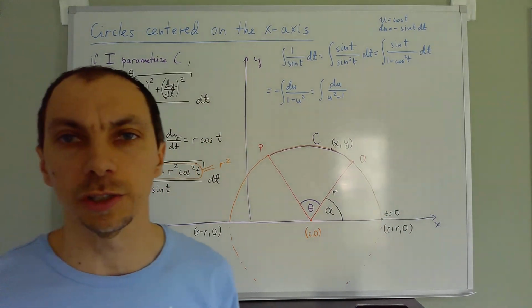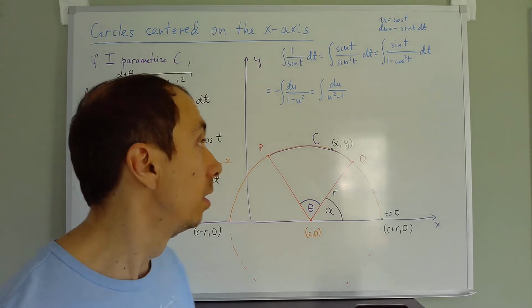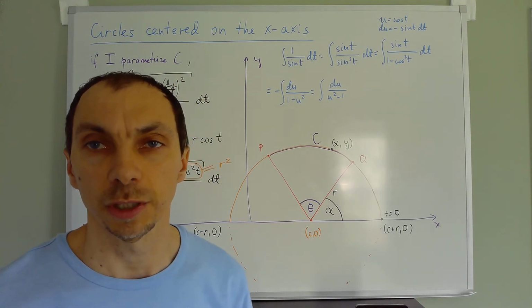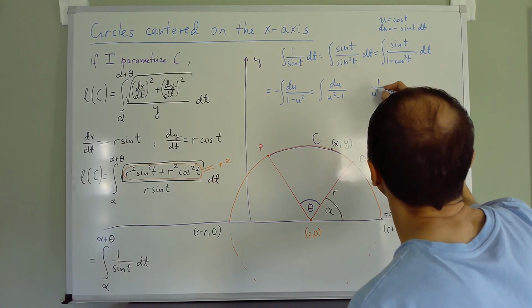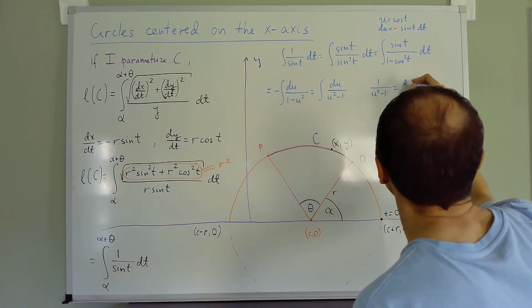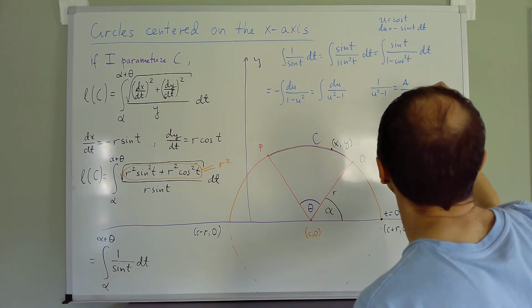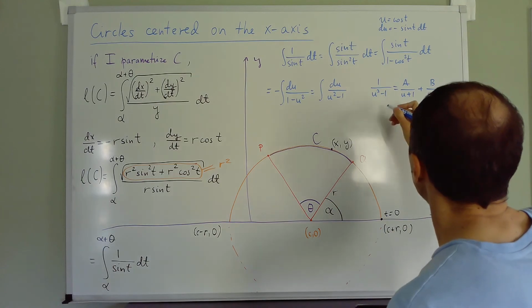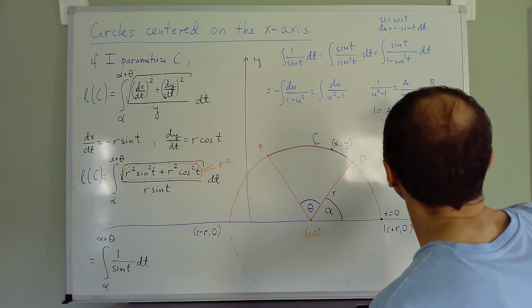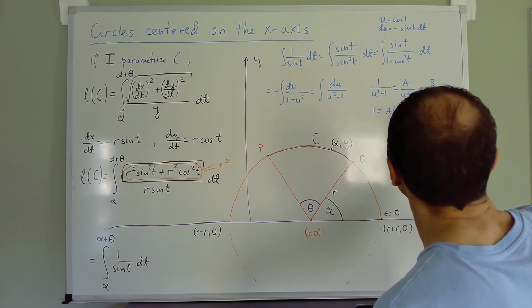How do you solve such integrals? Well, you do partial fractions. If I use partial fractions on u squared minus 1, I get a over u plus 1 plus b over u minus 1. So 1 is equal to a times (u minus 1) plus b times (u plus 1).